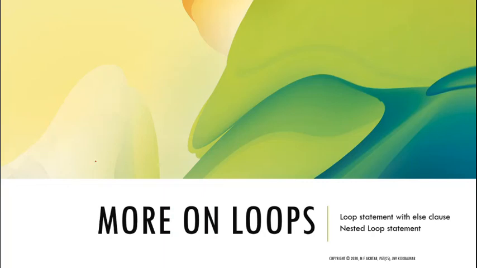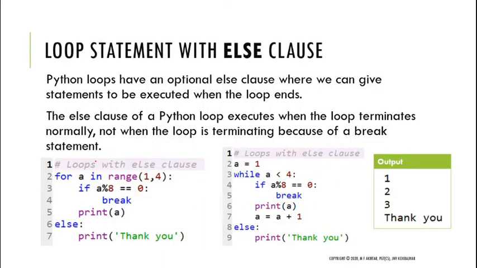More on loops. Here we will learn loop statement with else clause and nested loop statements. Loop statement with else clause. In Python, loops have an optional else clause where we can give statements to be executed when the loop ends. It means that we can put an else clause in a loop statement, and the else clause statements will be executed when the loop ends.